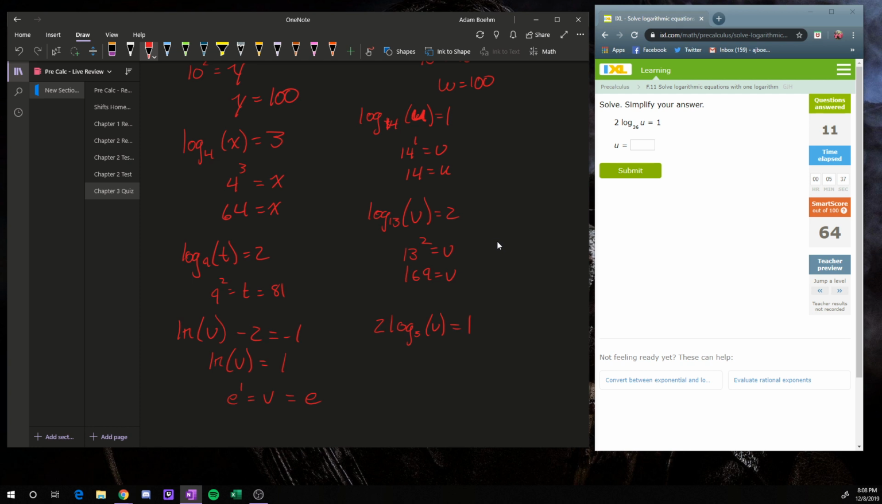So for this one, 2 times log base 36 of u is equal to 1. I would divide 2 by both sides first. So this can be rewritten as 36 to the 1/2 is equal to v, which is the square root of 36. So 6 is equal to v, or u, whatever.